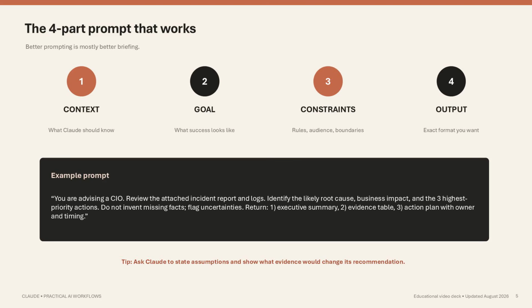A strong prompt usually contains 4 things. First, context. What Claude should know about the situation. Second, the goal. What a successful result looks like. Third, constraints. The audience, rules, boundaries, and things Claude must not do. And fourth, output. The exact format you want back. Notice the example on the slide. It gives Claude a role, defines the source material, specifies the business question, tells it not to invent missing facts, and defines the structure of the response.